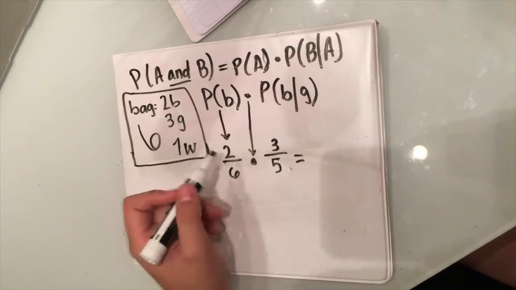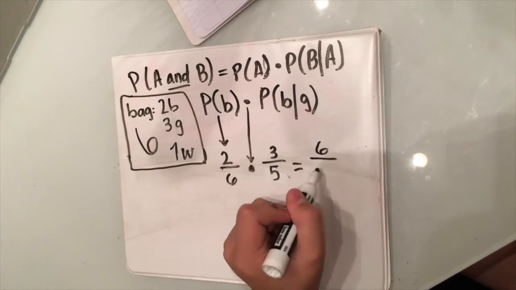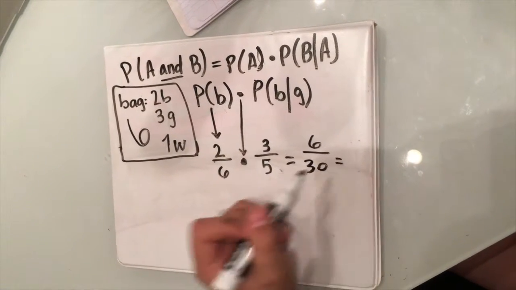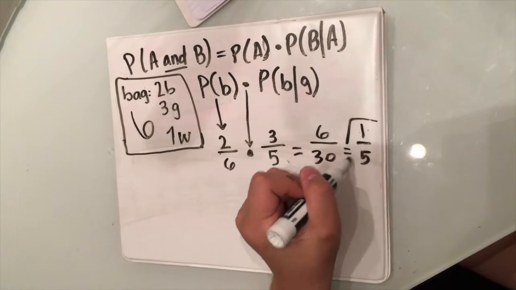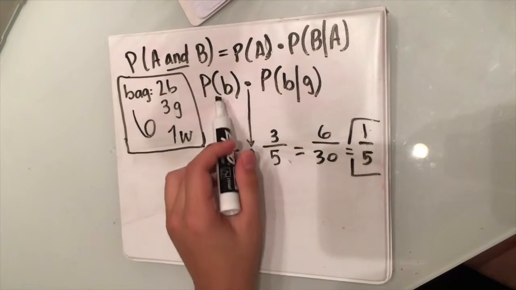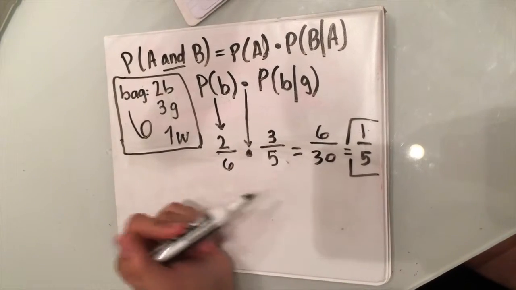So now all we have to do is multiply through. So 2 times 3 is 6, and 6 times 5 is 30. And we simplify that to get 1 over 5. So there is a 1 in 5 chance of pulling out a blue marble, and after the fact, getting a green marble after the blue has been taken out.